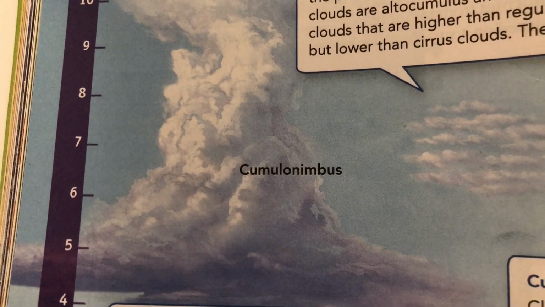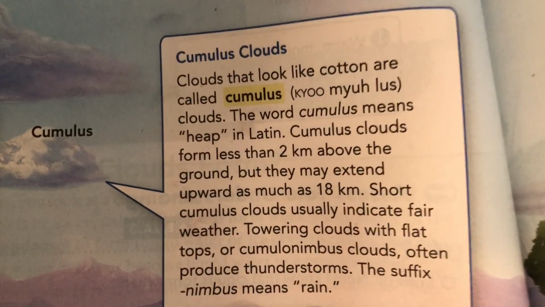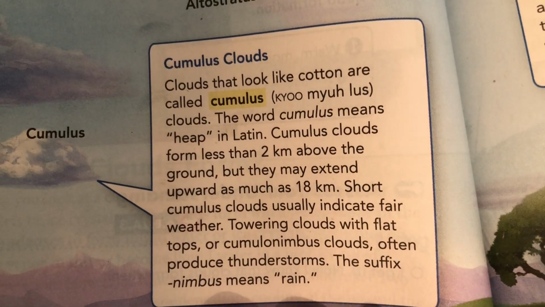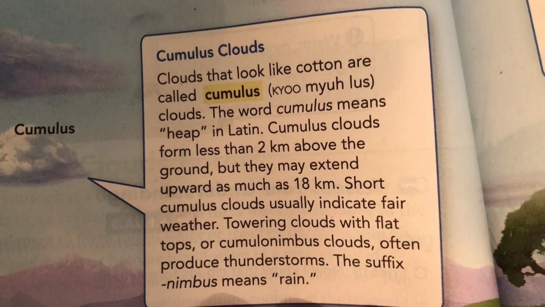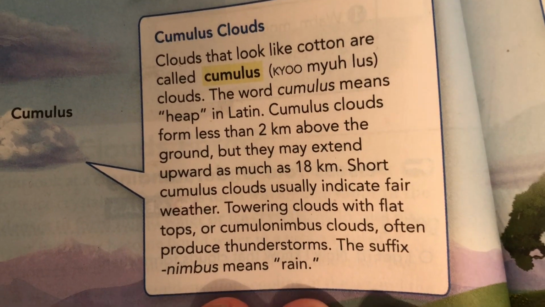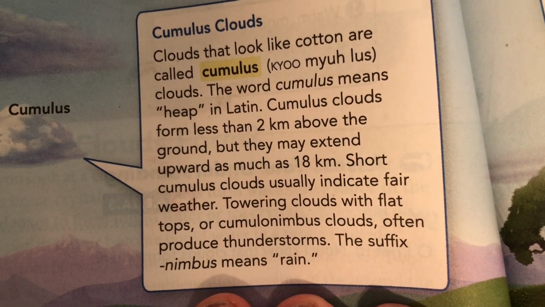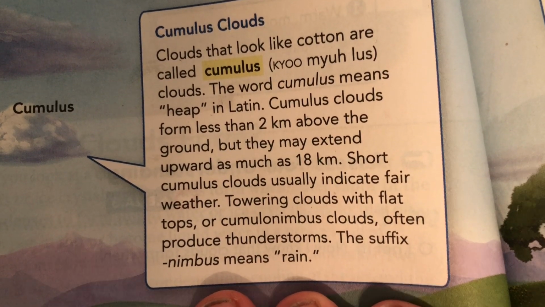Here's a cumulonimbus cloud. Cumulus clouds. Clouds that look like cotton are called cumulus clouds. The word cumulus means heap in Latin. Cumulus clouds form less than 2 kilometers above the ground, but they may extend upward as much as 18 kilometers. Short cumulus clouds usually indicate fair weather.